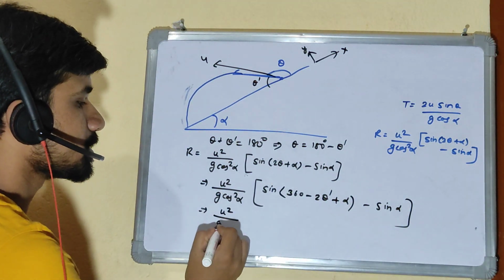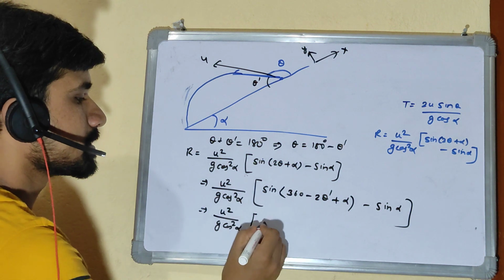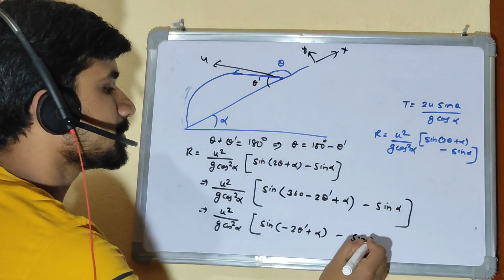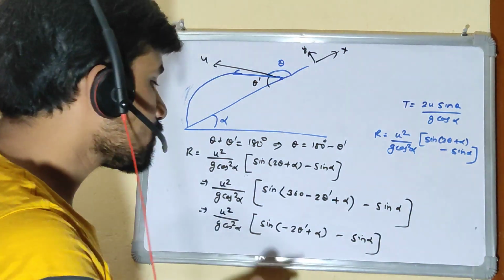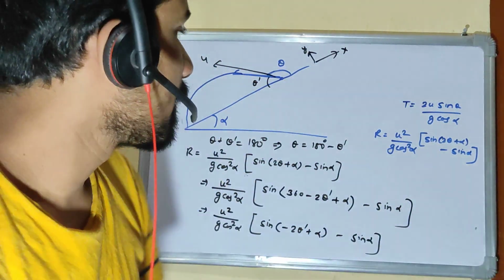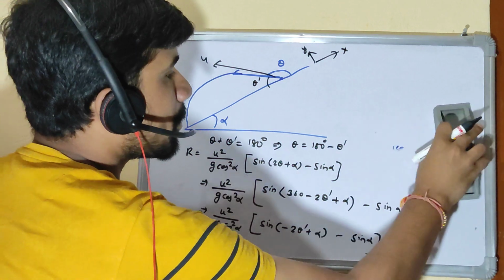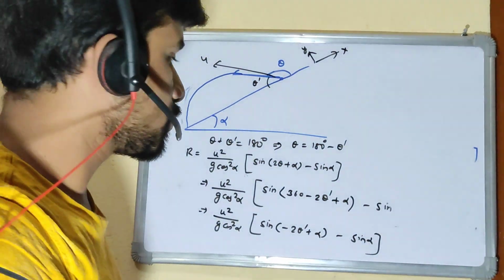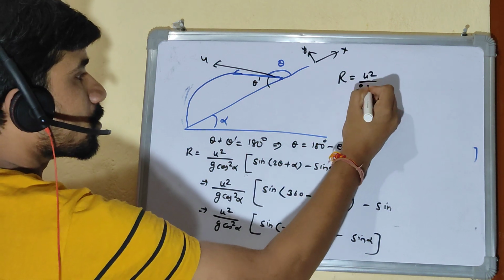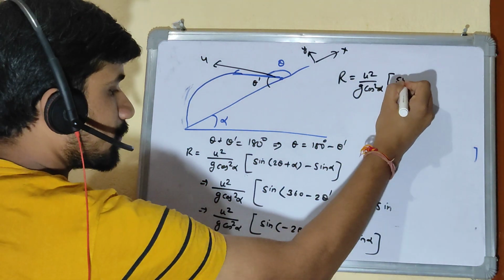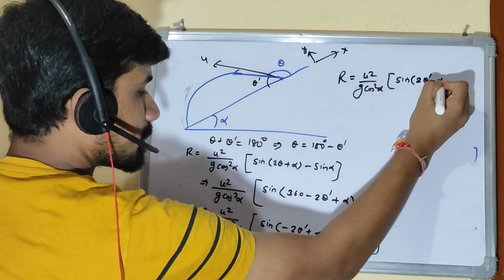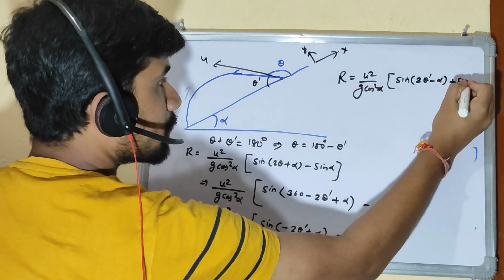So this becomes g cos square alpha sine of minus of 2 theta dash plus alpha minus sine alpha, right? This becomes like that. You know, sine minus theta is minus sine theta. So again, if I take minus common out of this, and if I take the magnitude, you can see that this range will become u square by g cos square alpha sine of 2 theta dash minus alpha plus sine of alpha.